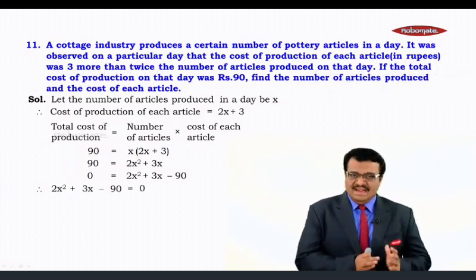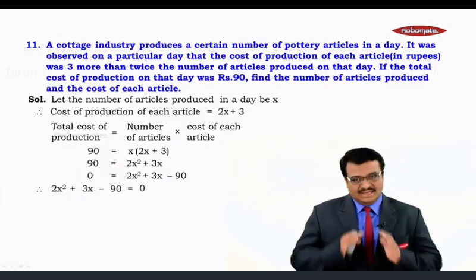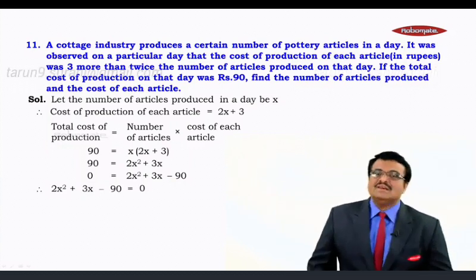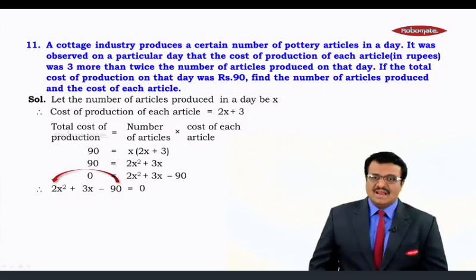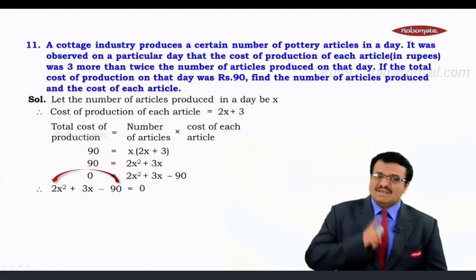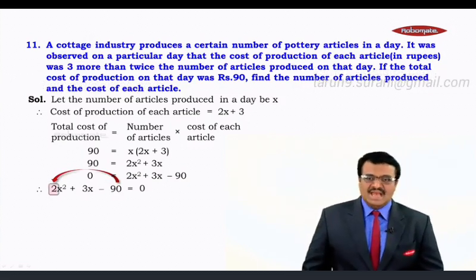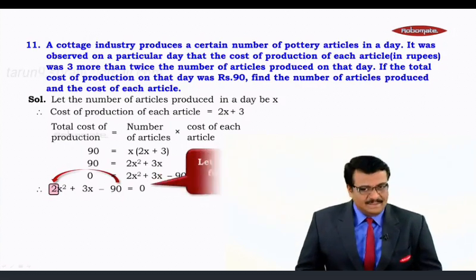Now, 2, 3, 90, we cannot divide this equation. So, let us leave it as it is and solve it using factorization method. Right? So, how do we do that? Last number is multiplied with the first number. 90 2s are 180. Right?